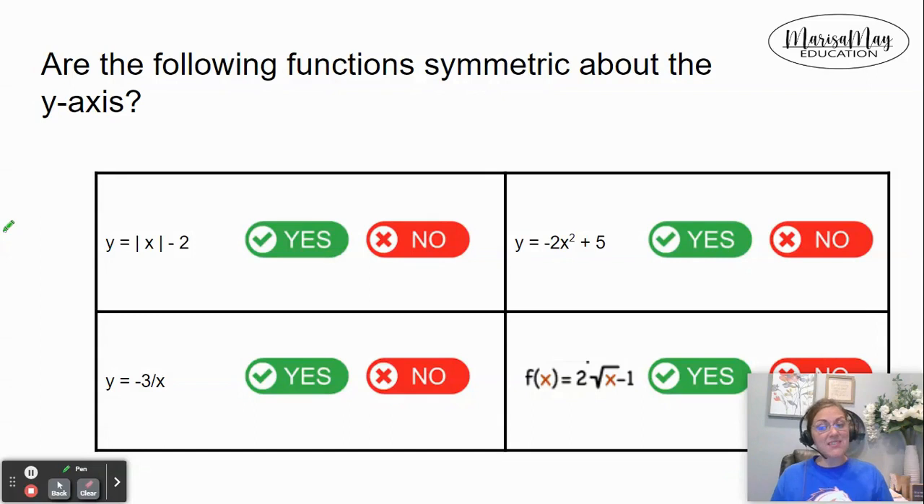Now, that's some fancy language that just means we can fold the graph in half along the y-axis and get the same on both sides. I'm going to be using the Desmos graphing calculator, which I have linked below for you to take a look at the graphs pretty easily, and then I can tell if I can fold them in half and get the same image on both sides. So let's go to Desmos.